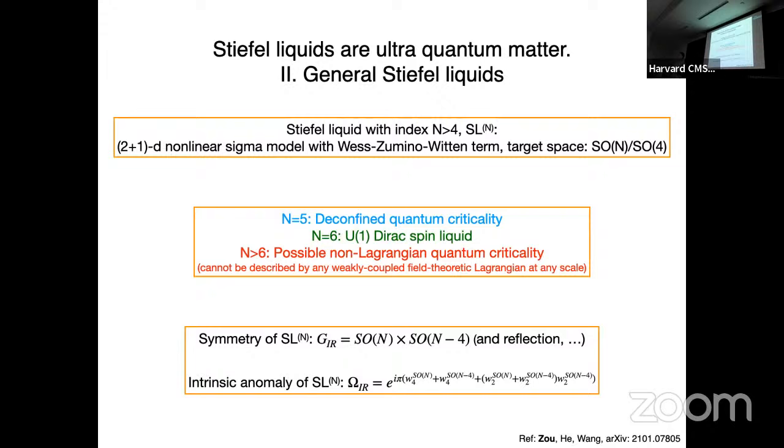What's quite strange and very interesting about stiefel liquids with n larger than 6 is that they seem to be non-Lagrangian theories, in the sense that they cannot be described by any weakly coupled field theoretical Lagrangian at any scale. They are so strongly interacting that at either high or low energy scales they remain strongly interacting, unlike the gauge theory, which can be viewed as weakly interacting at high energy but strongly interacting at low energy. So they have the Lagrangian description of the nonlinear sigma model, which is non-renormalizable. It's strongly interacting.